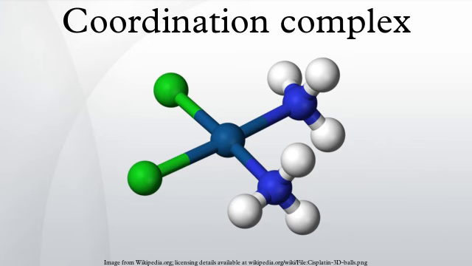Polydentate ligands consist of several donor atoms, several of which are bound to the central atom or ion. These complexes are called chelate complexes. The formation of such complexes is called chelation, complexation, and coordination.